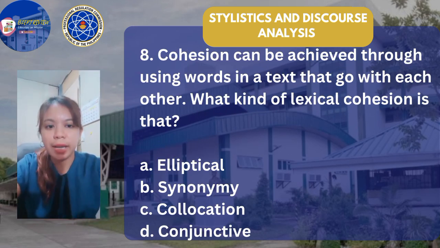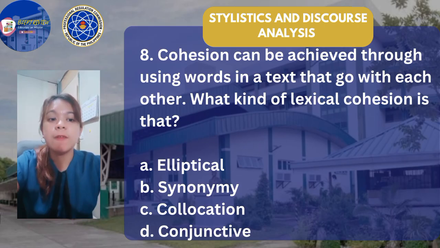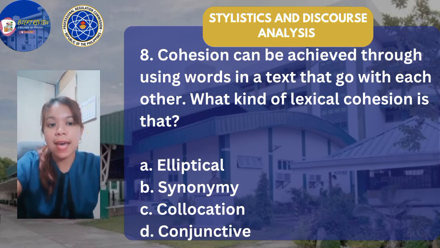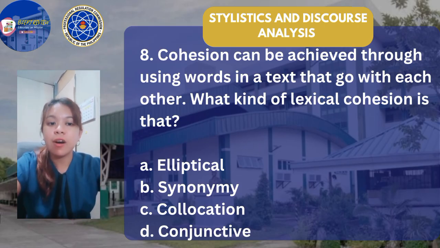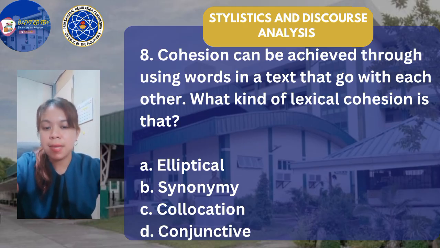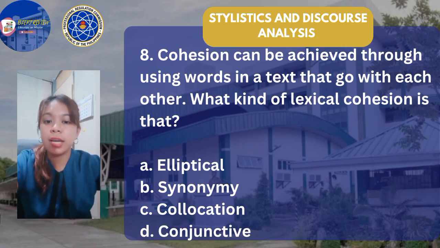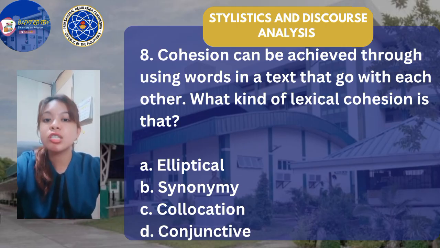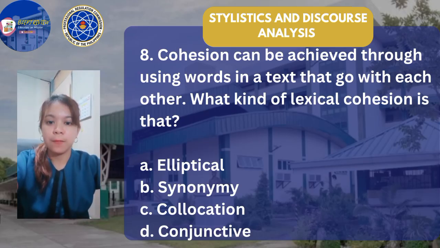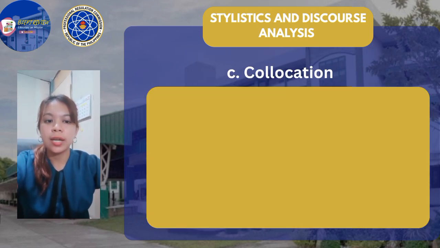Okay, question number 8. Cohesion can be achieved through using words in a text. What kind of lexical cohesion is that? We have letter A, elliptical, letter B, synonymy, letter C, the collocation, and letter D, the conjunctive. What is the correct answer for the number 8? We have the letter C, the collocation.